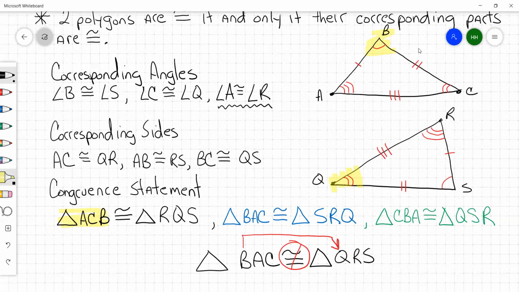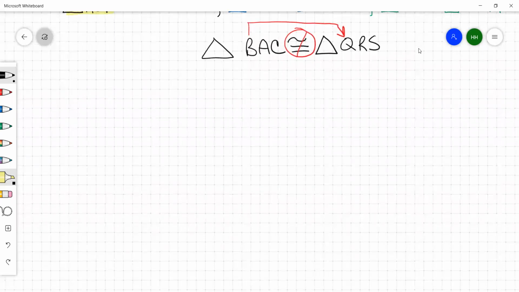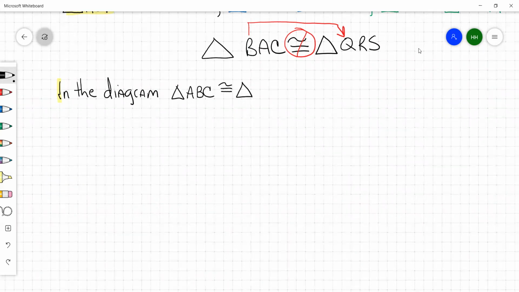All right, so now we're going to use congruent statements to find missing angles. So let's do this. In the diagram, triangle ABC is congruent to triangle DFE. Find the value of x and y.